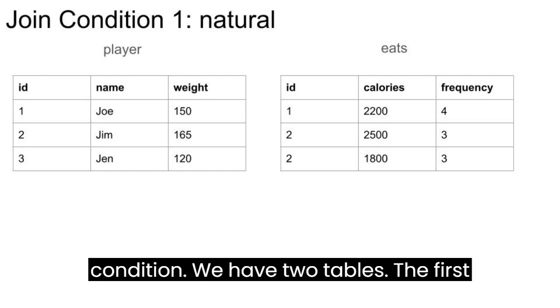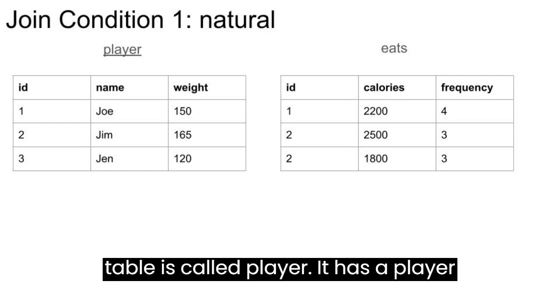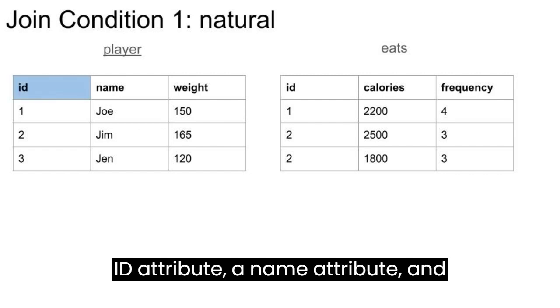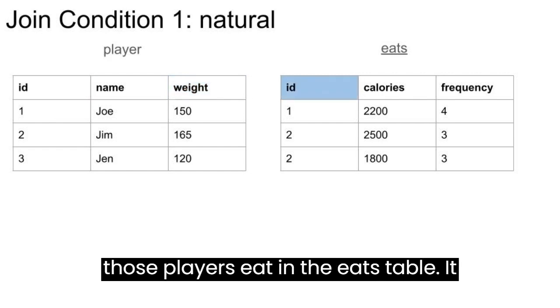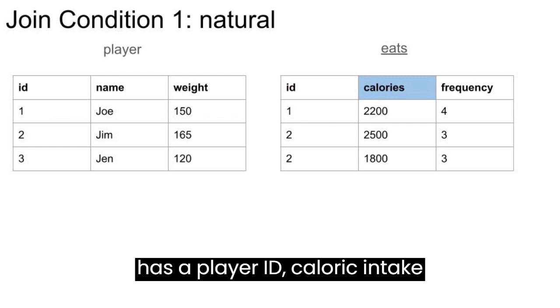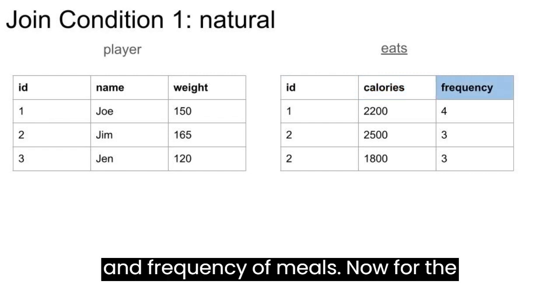We have two tables. The first table is called player. It has a player ID attribute, a name attribute, and a weight attribute. We also store what those players eat in the eats table. It has a player ID, caloric intake, and frequency of meals.